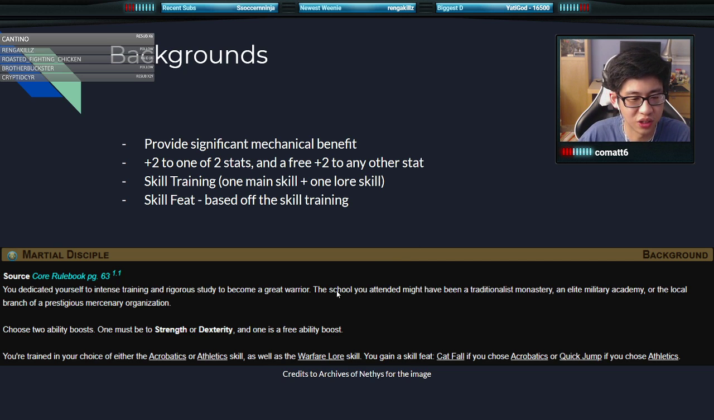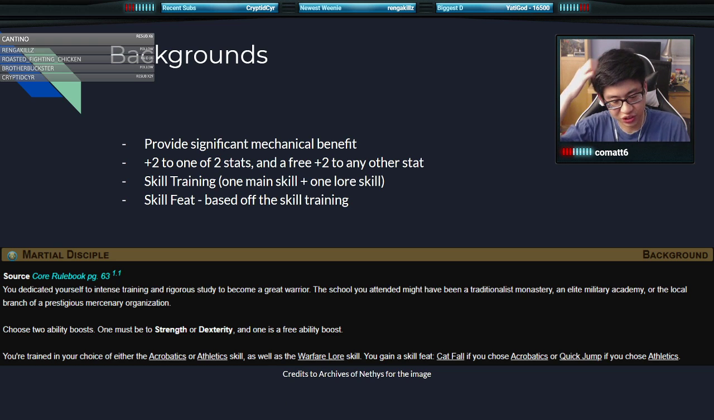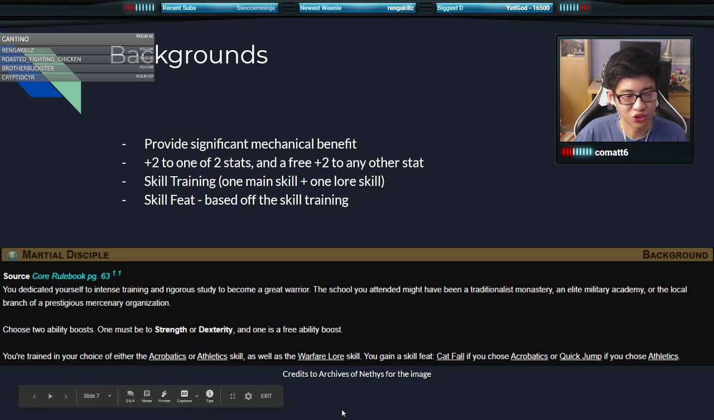It also gives you training in a skill. So as we can see here, this will train you in either acrobatics or athletics, your choice. Most backgrounds don't give you that choice. They just force you to take one of them. And then 1 relevant lore skill. In this case, it's warfare lore, and lore skills are basically subsets of skills that you can use for like very specific things and also to earn income. And you also gain a skill feat based off the skill you're trained in. So you would either gain cat fall if you chose acrobatics, or quick jump if you chose athletics in this case.